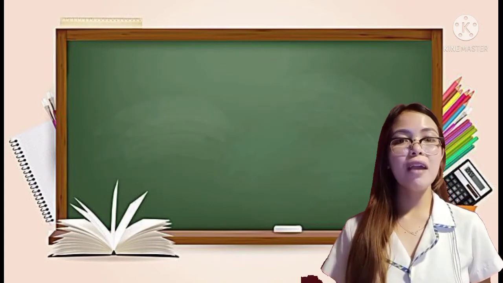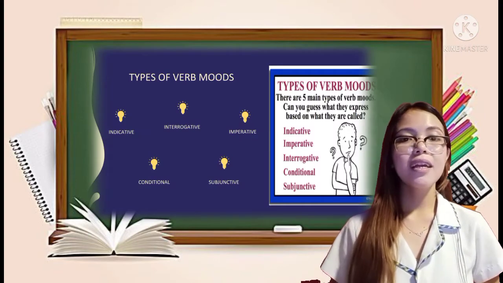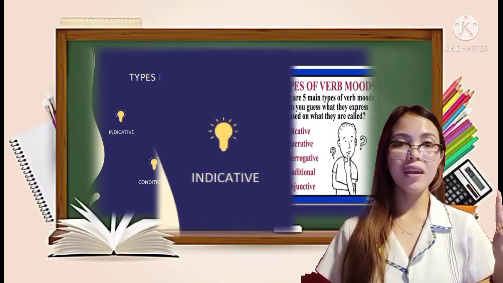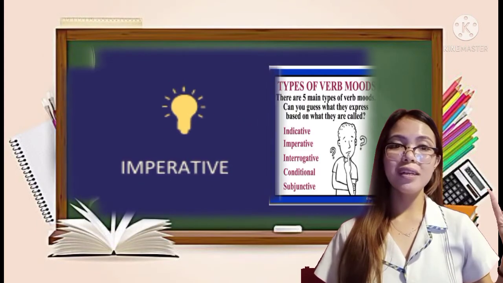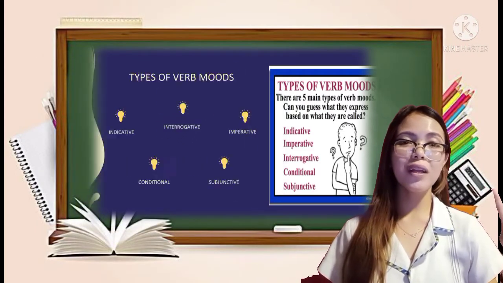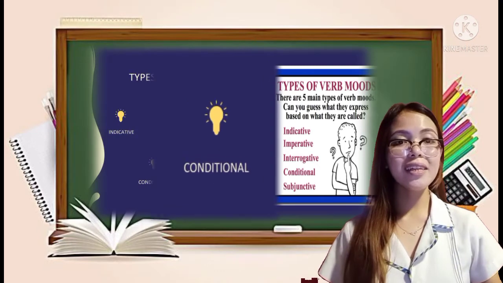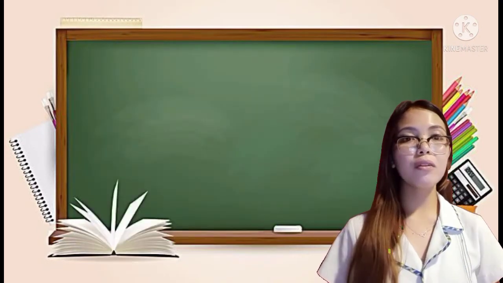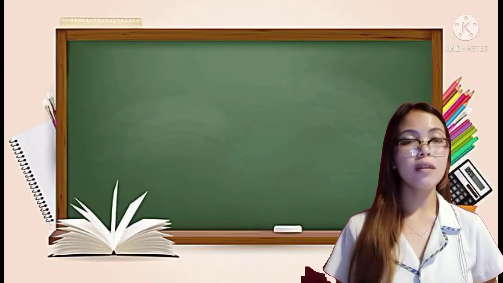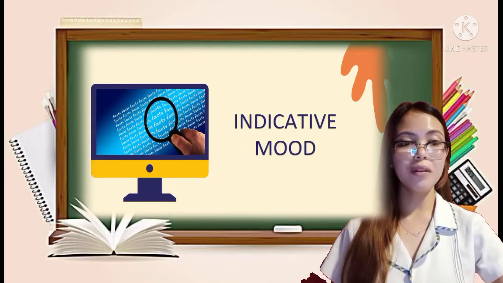So we have 5 types of verb moods. The first one is indicative. The second one is interrogative. The third one is imperative. The fourth one is conditional. And lastly, the subjunctive mood. So let's come now to the first verb mood, the indicative mood.